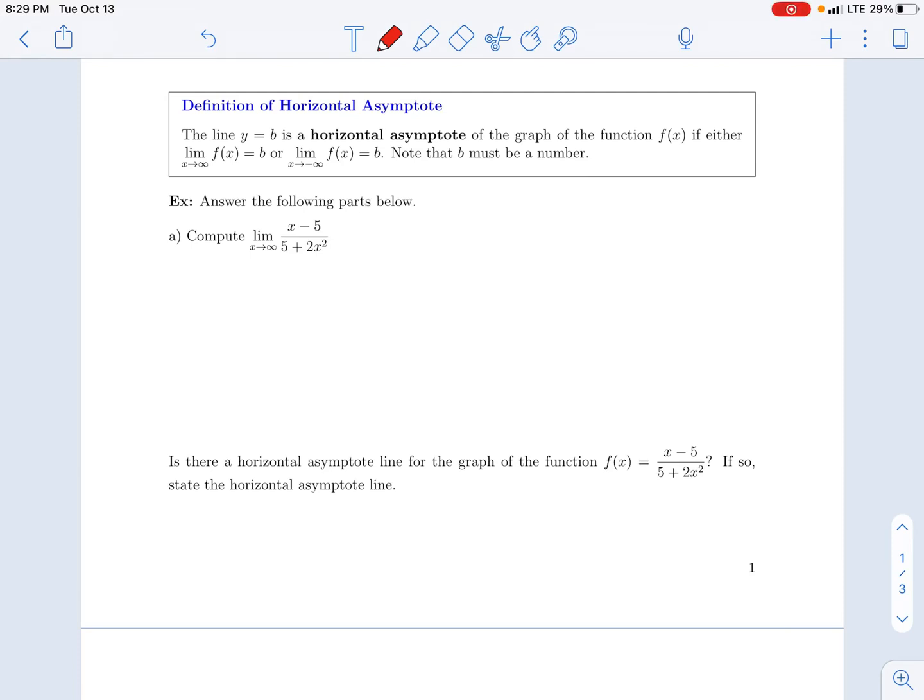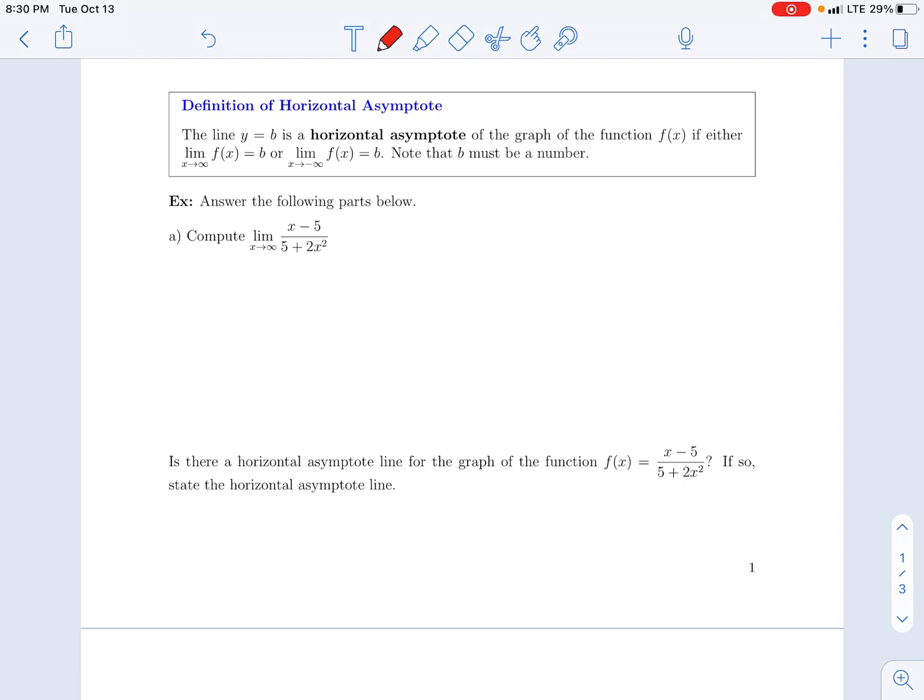Okay, and so now what I want to do is recall the formal definition of a horizontal asymptote. The real definition of a horizontal asymptote involves limits. But when you were first introduced to this in pre-calculus, we weren't going to use limits, because you didn't know what a limit was. You might remember that there were some horizontal asymptote rules that had to do with the degree of the numerator and the denominator and so forth.